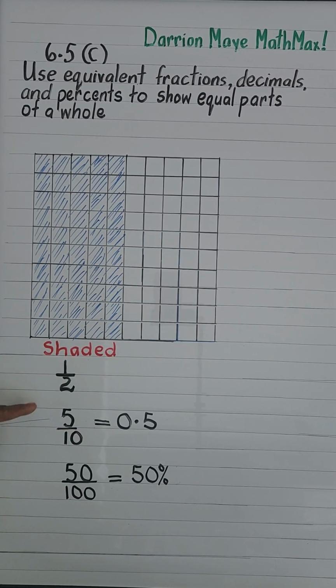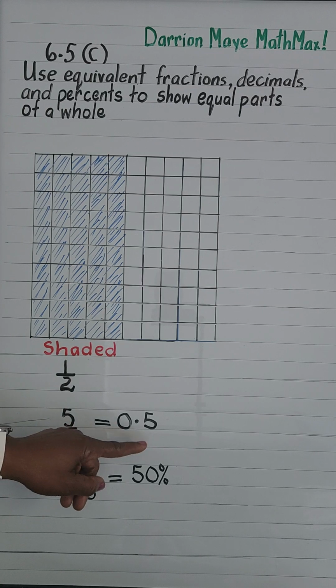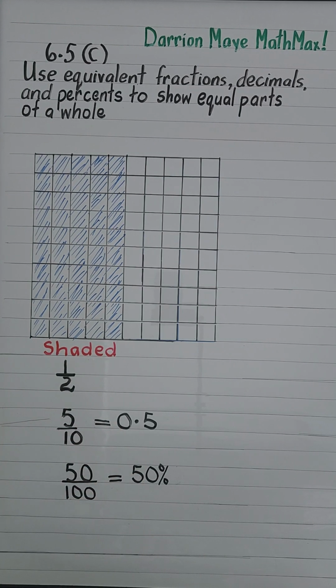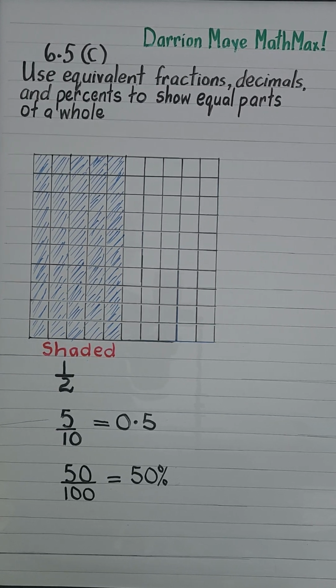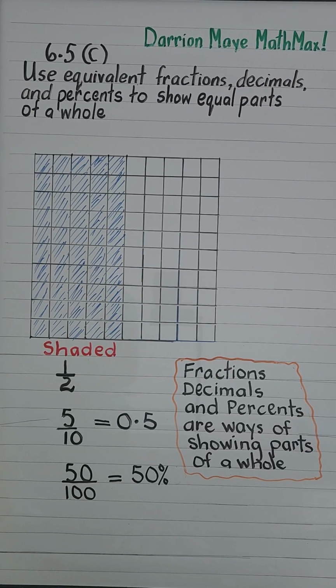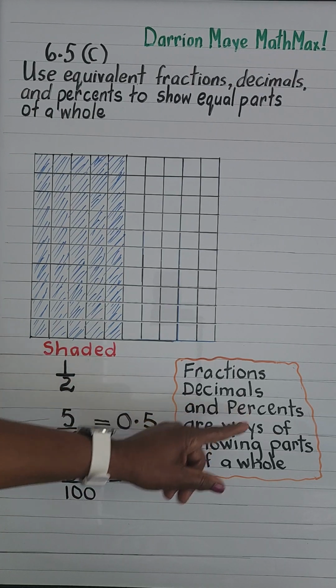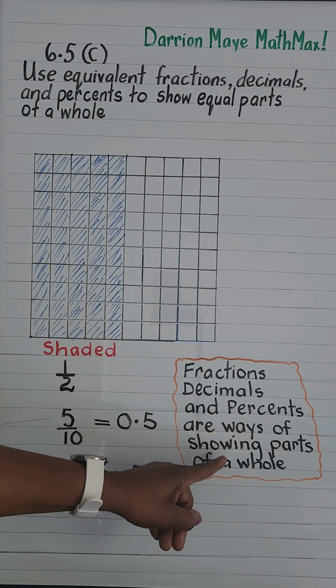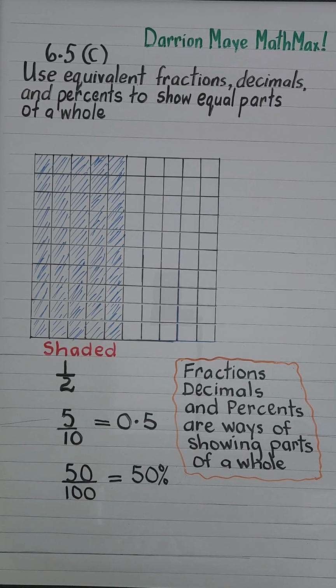Now, all these answers are correct. If we're asked how much is shaded, we know that it's a half, we know that it's 0.5, and it's also 50%. All these answers are correct, and they are all equivalent amounts, just different ways of showing the same information. And we can conclude by saying fractions, decimals, and percents are ways of showing parts of a whole.